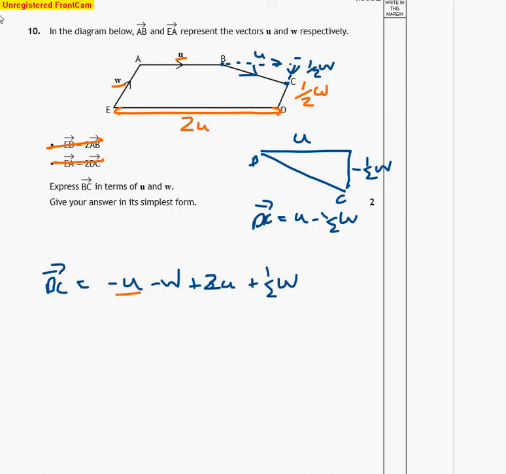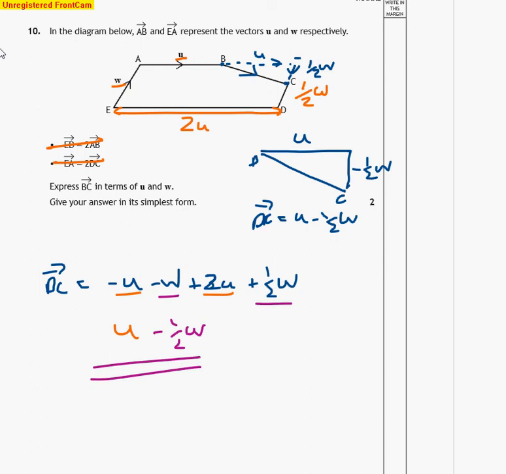There's our U, and there's our U. So plus 2U minus U gives us U, just the same as we've got up there. And then we've got minus W plus a half W. So that's going to be minus a half W. Okay, so two ways of doing it.